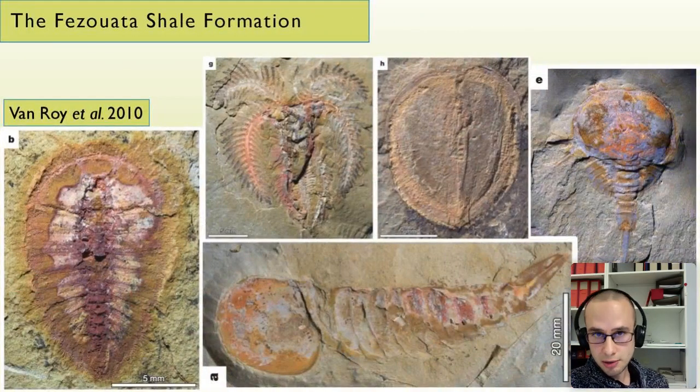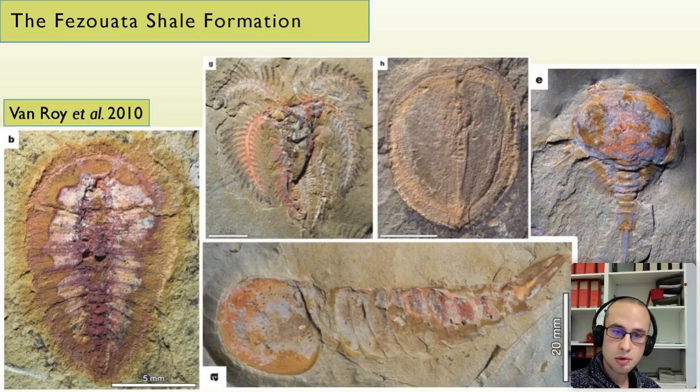The Fezouata Shale formation is a Lagerstätte, and it provides us lots of fossils that preserved soft parts as well as sclerotized parts. Among the most common fauna, we have echinoderms and graptolites, but arthropods are also abundant. As you can see in this slide, we have some chelicerates, some marrellomorphs, xandarellids, arthropods, xiphosurans, and aglaspids.